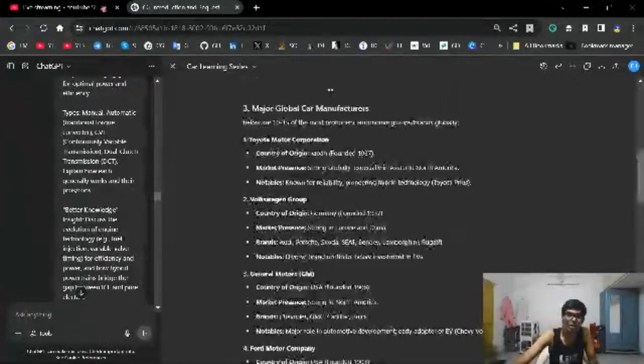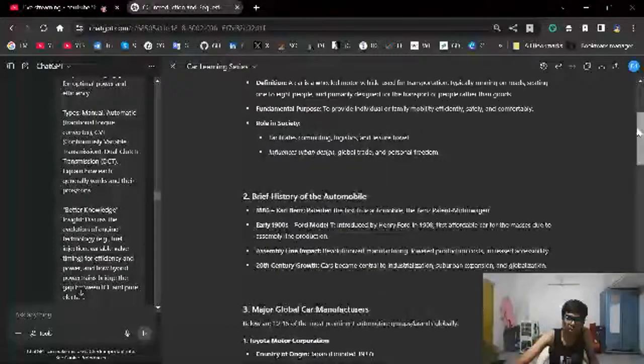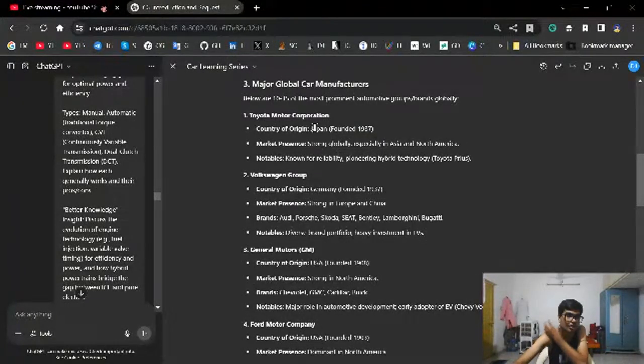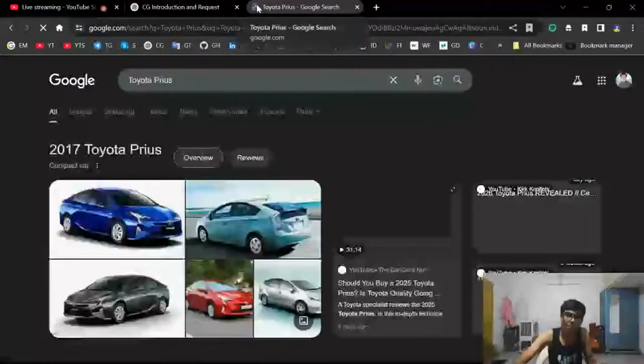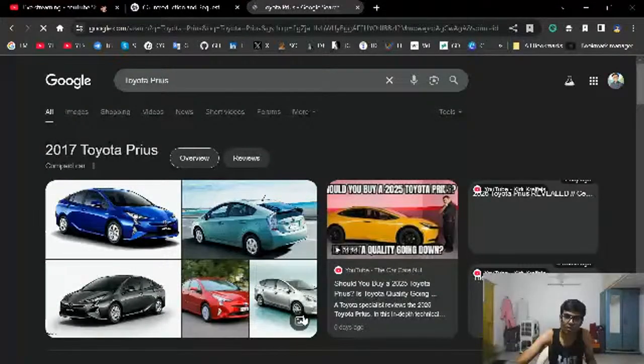Now we come to the major global car manufacturers, as we discussed Benz and Ford. So one of the major ones is Toyota Motor Corporation, country of origin Japan, in 1937. Market presence is strong globally, especially in Asia and North America, as Japan lies between Asia and North America. Known for reliability and pioneering hybrid technology, the Toyota Prius. Toyota is one of the biggest companies in Japan and worldwide.